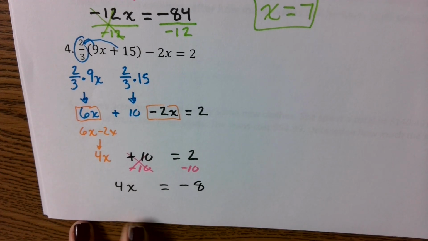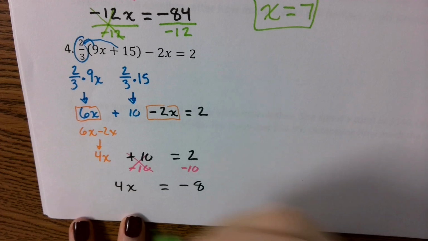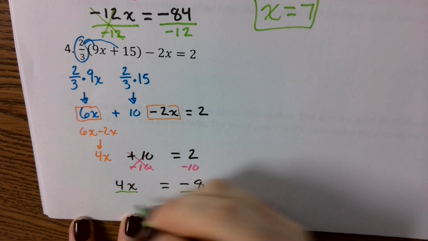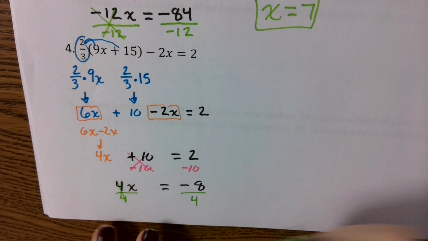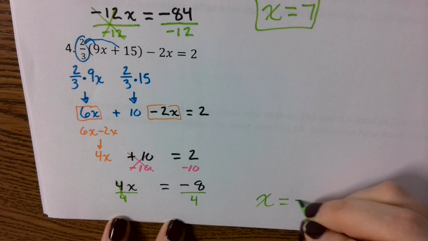And then our last step is to what? Divide, right? We're going to divide both sides by 4. And remember, if they're side by side, we go ahead and divide. So we're going to get x is equal to negative 2.